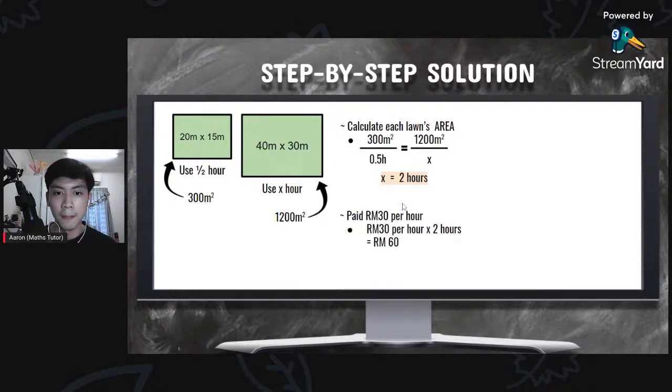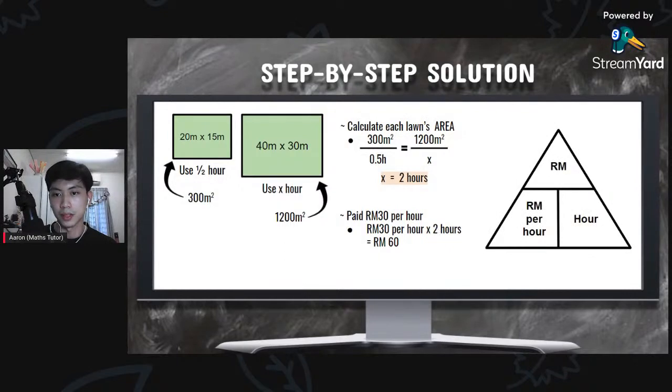And then we need to calculate the pay. The final question asks how much the gardener is paid. We know that the gardener is paid 30 ringgit per hour, 30 ringgit for 1 hour. So how much for 2 hours? If you think logically, you know that if 1 hour is 30 ringgit, 2 hours is 60.